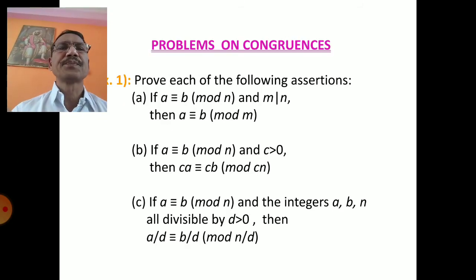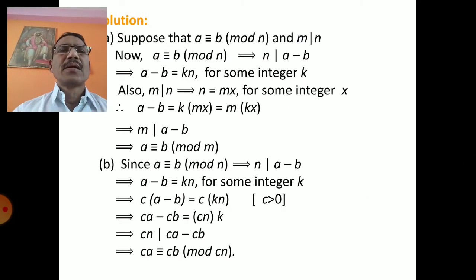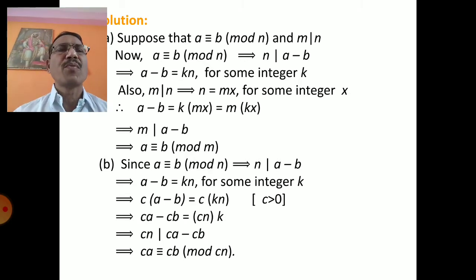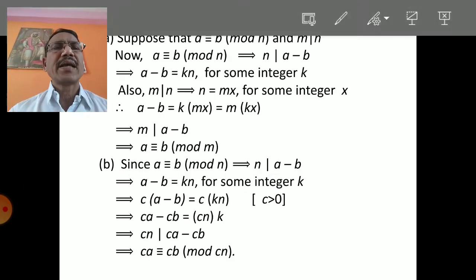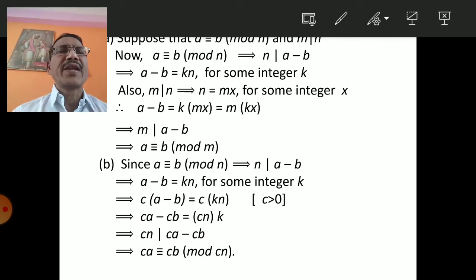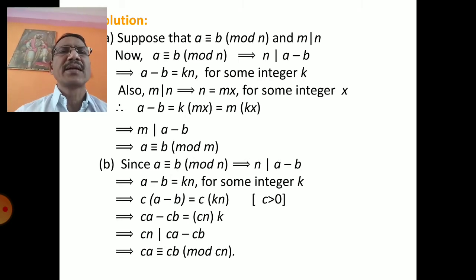Now part b: if a is congruent to b mod n and c is greater than 0, then ca is congruent to cb mod cn. That means if c is greater than 0, we can multiply throughout by c. It is given that a is congruent to b mod n. This implies n divides a minus b. By the definition of divisibility, this implies a minus b is equal to kn for some integer k.